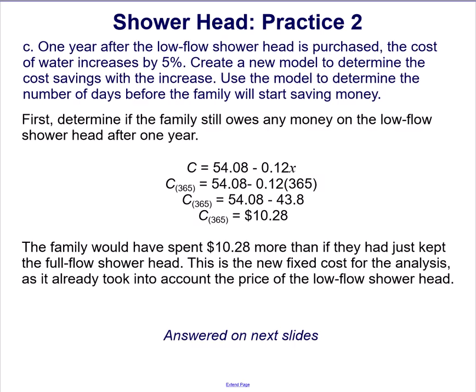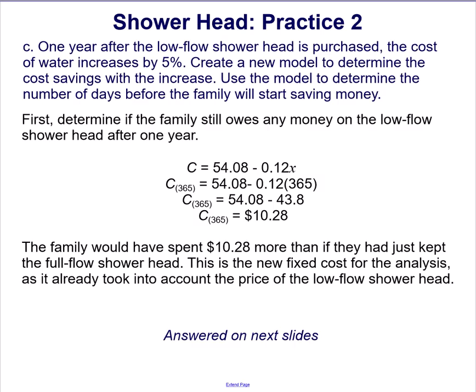Now let's move on to part C, and this is the scenario for part C. 1 year after the low flow shower head is purchased, the cost of water increases by 5%. Create a new model to determine the cost savings with the increase. Use the model to determine the number of days before the family will start saving money. So here's our plan of attack.